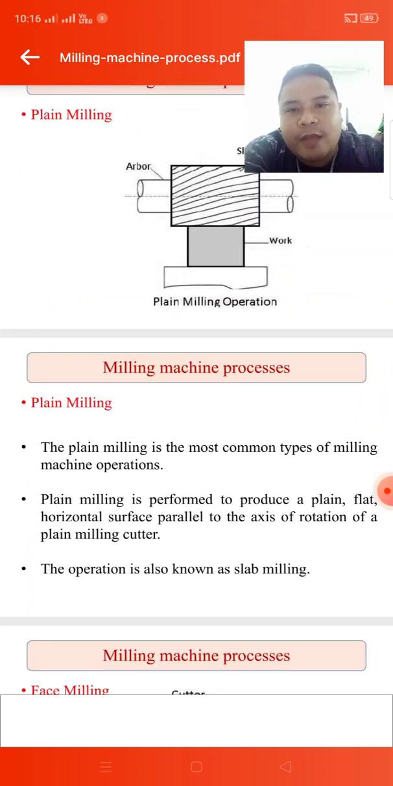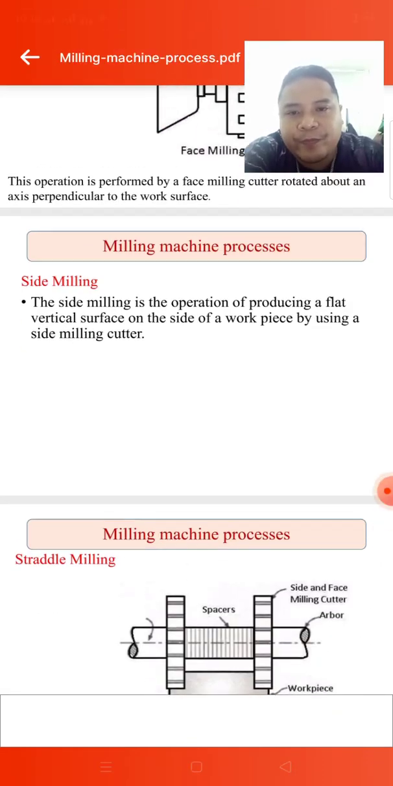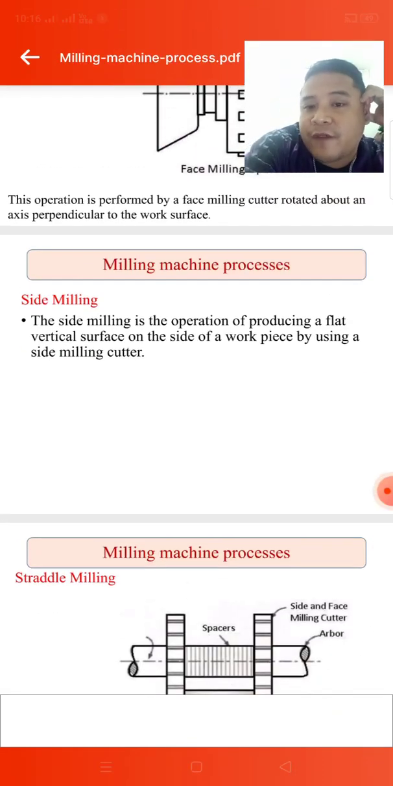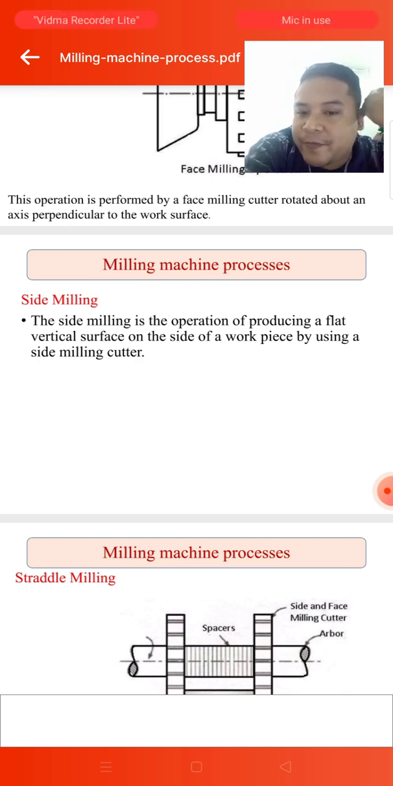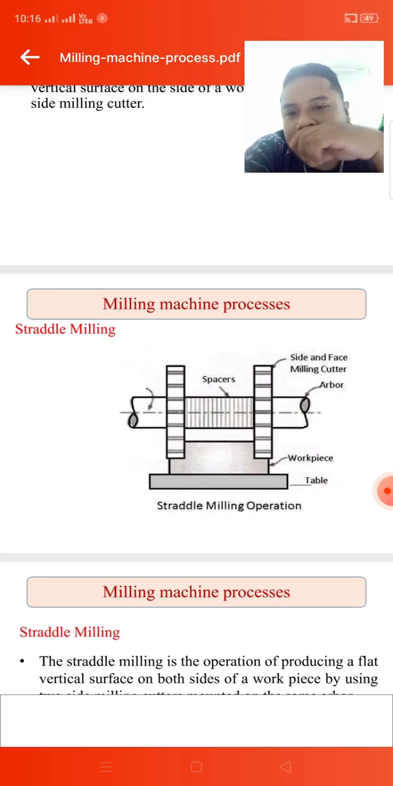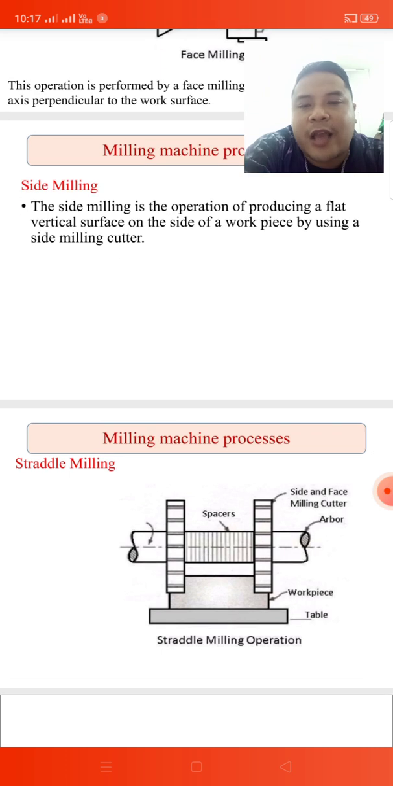Okay. Side milling process is the operation of producing a flat vertical surface on the side of a workpiece by using a side milling cutter. So the side milling, as you may see in the straddle, you can see two cutters mounted, both on the arbor. These two cutters are side milling cutters, that is their name or the type of cutters used.